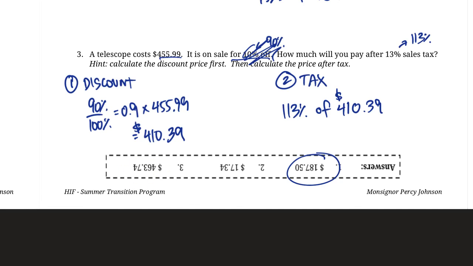Let me try it on my calculator. 1.13 times 410.39 to see if it comes out, and it does. Okay, so you should come out to this answer down here if you do this correctly. Okay, so when we have a tax and a discount, always do the tax last.